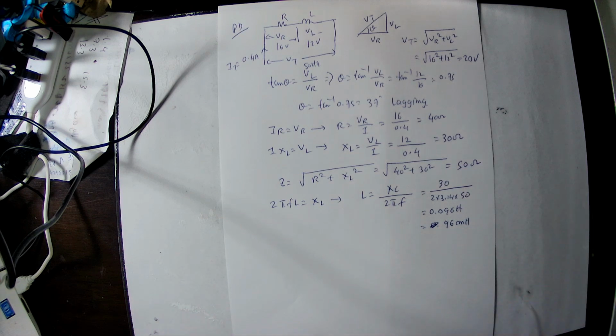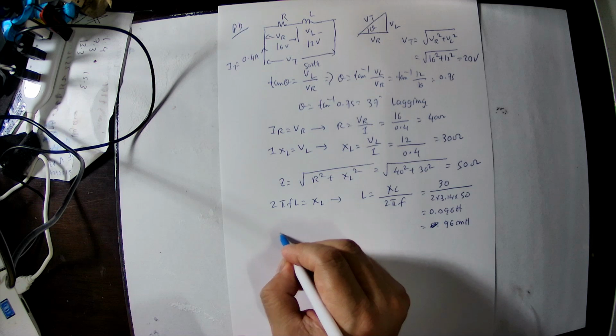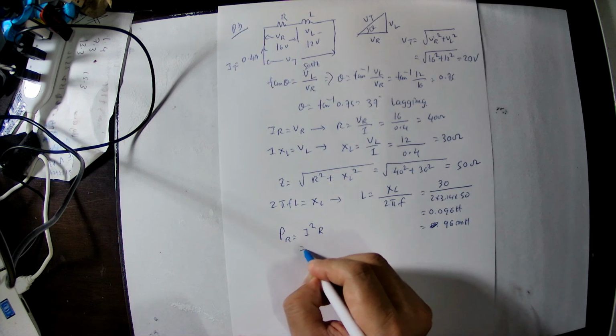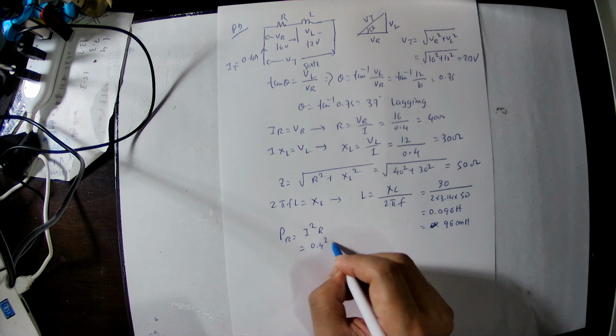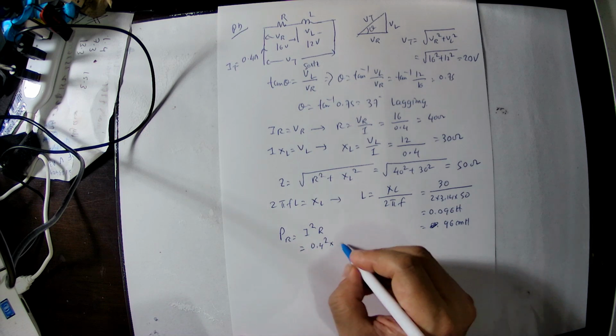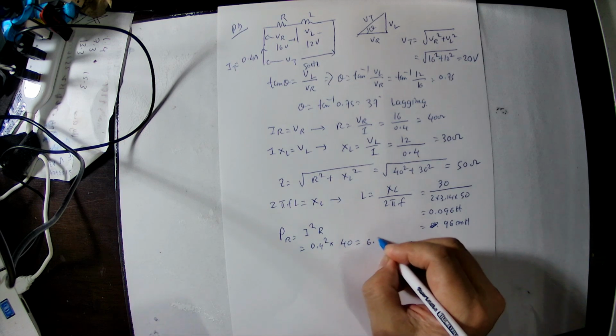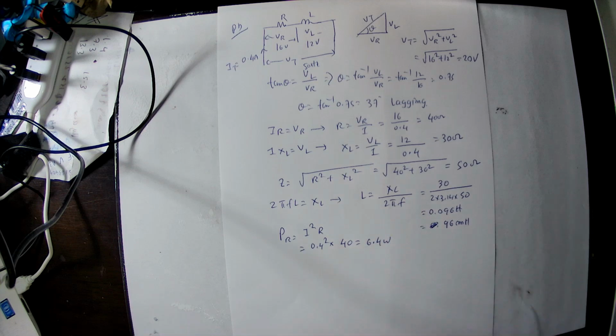And also we can calculate power in the resistor. Power in resistor is I squared into R. So current is 0.4 squared, and the resistance value we already calculated is 40. So 0.4 squared multiplied by 40, you get 6.4 watt. So the power equal to 6.4 watt we calculated.